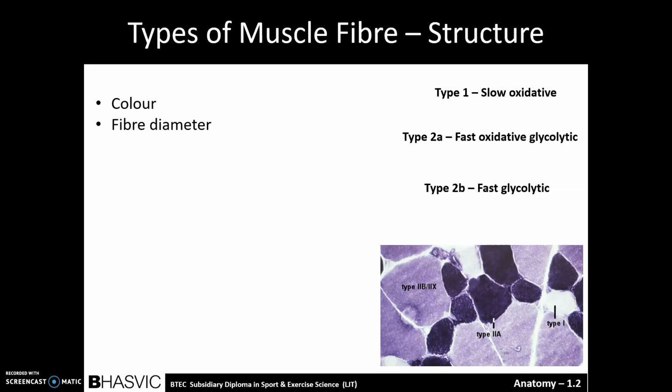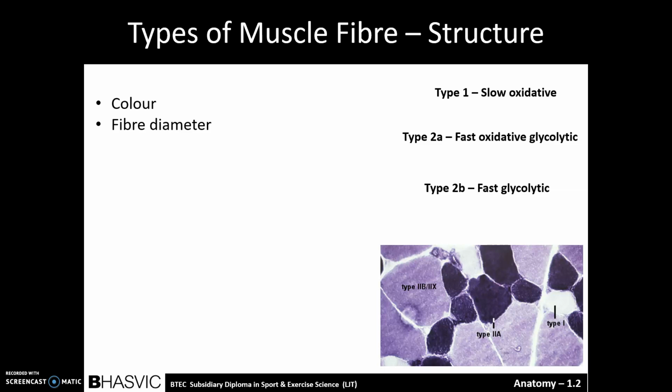The fiber diameters also vary, with the type 1 or slow oxidative muscle fiber having the smallest muscle diameter. This would be because it produces the least amount of power over a long period of time. So since it's producing a little amount of power, the fiber diameter would be small, as it doesn't need a big size to create a huge amount of power, as it's only creating a small amount of power.